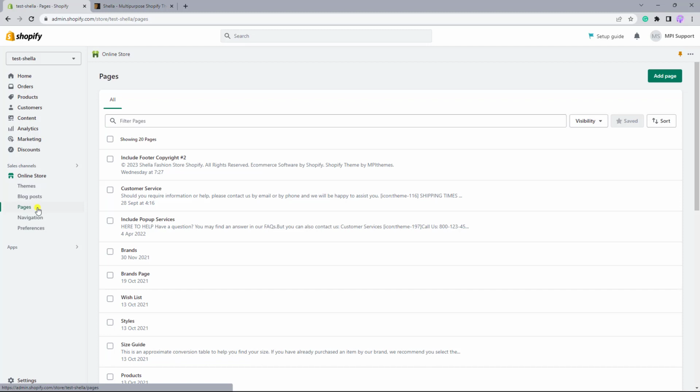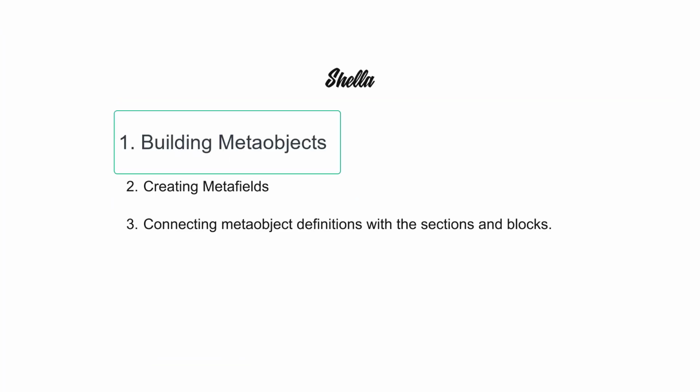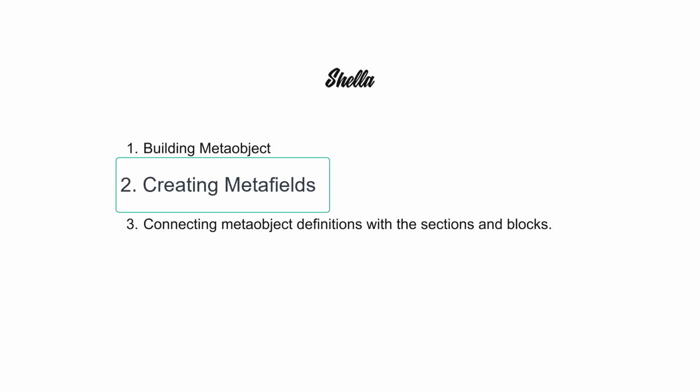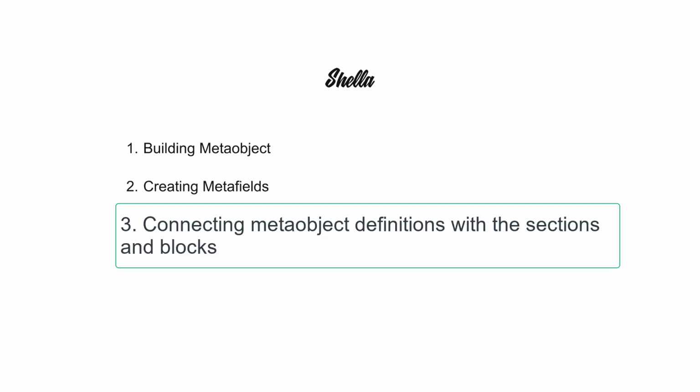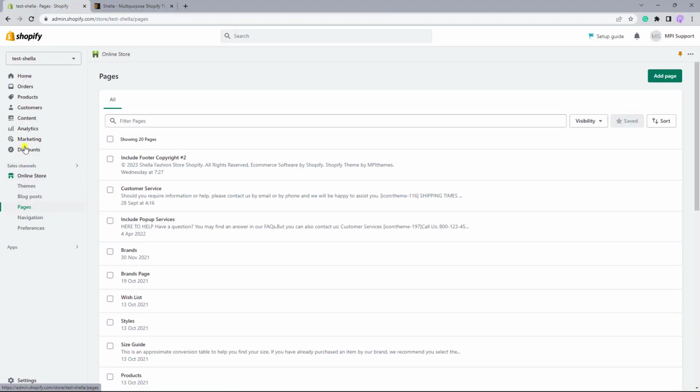We'll give you the complete instructions in this video on applying settings in your admin with the following configurations in the theme editor. Three main stages can be detached to display custom data in a storefront: building meta-objects, creating metafields, and connecting meta-object definitions with the sections and blocks. And now we are going to start by creating a meta-object definition.